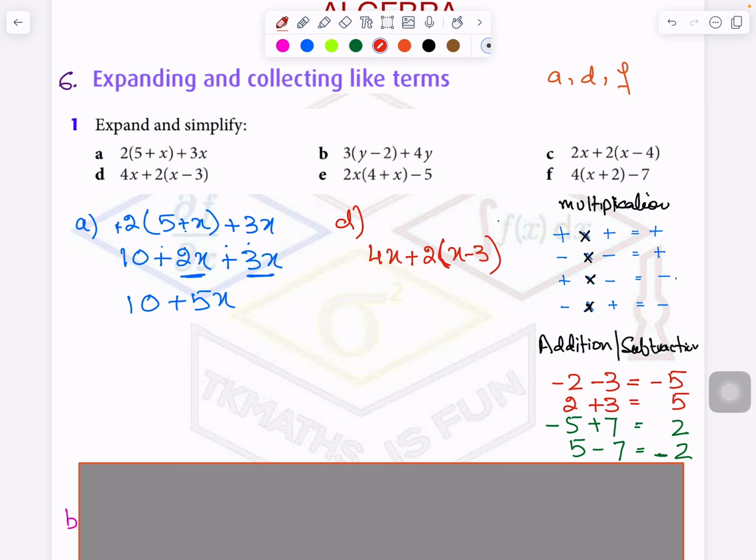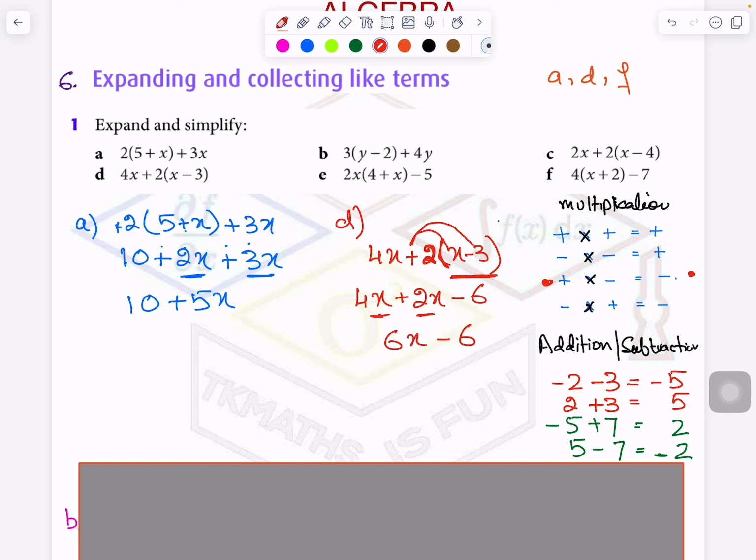Now outside the bracket it is 2. So only this 2 will multiply by the terms inside the bracket. 4x will come as it is. Now this sign multiplied by this will be what? 2x. Plus 2 multiplied by minus 3 will be minus 6, because I told you in multiplication, when one sign is plus and the other is minus, the answer is minus. Now what are the like terms? 4x and 2x. Both have plus signs, so it will be 6x minus 6.